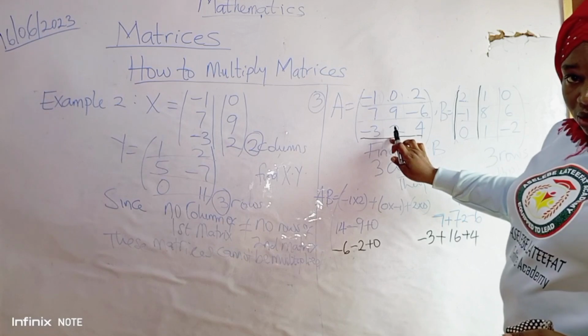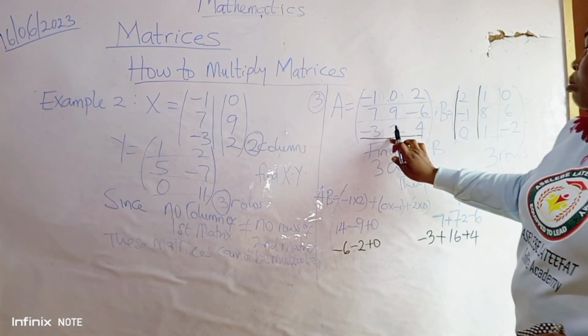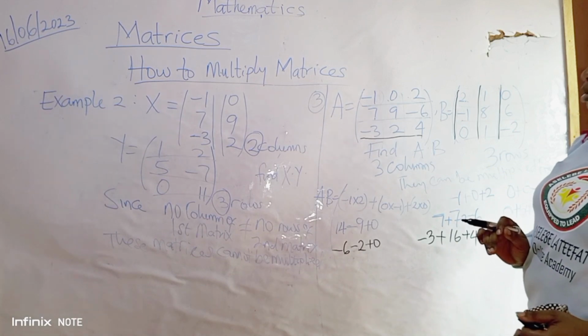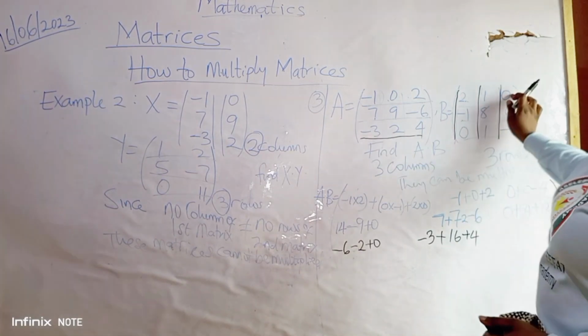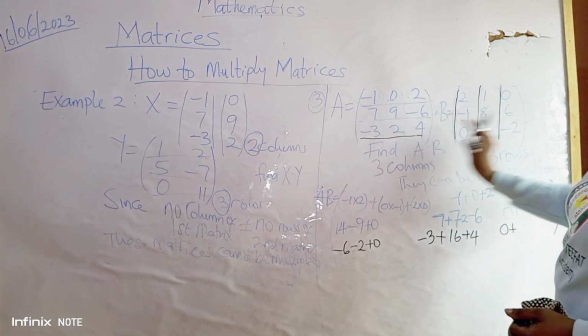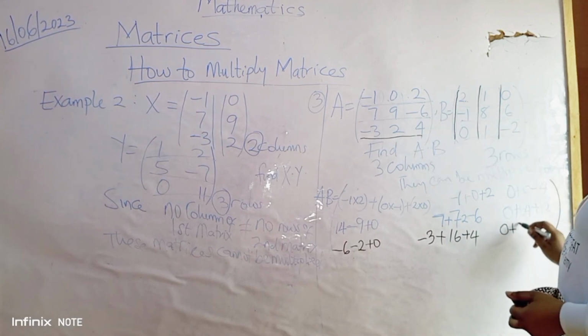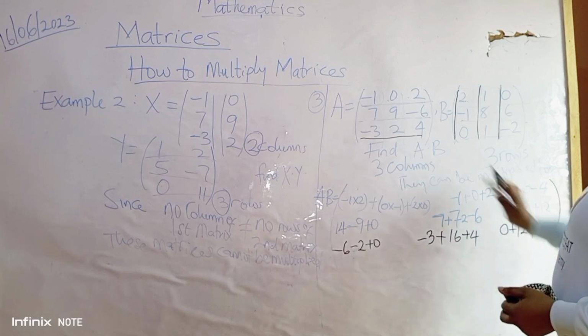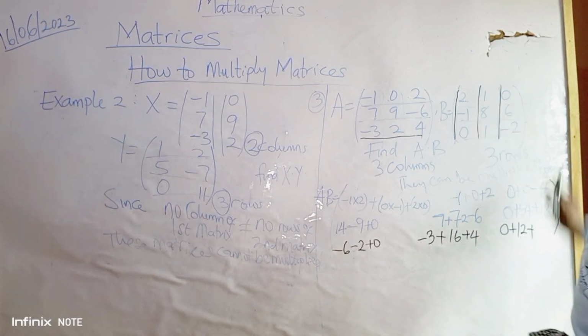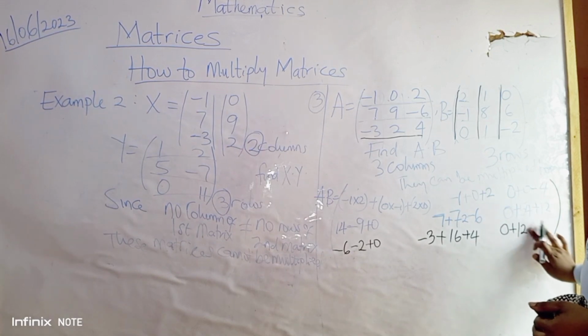Now, on the third row, but now multiplying by the third column of the second matrix. Minus 3 multiplied by 0, 0. Plus 2 multiplied by 6, 12. Plus 4 multiplied by minus 2, minus 8. Minus 8 multiplied by plus, minus 8.